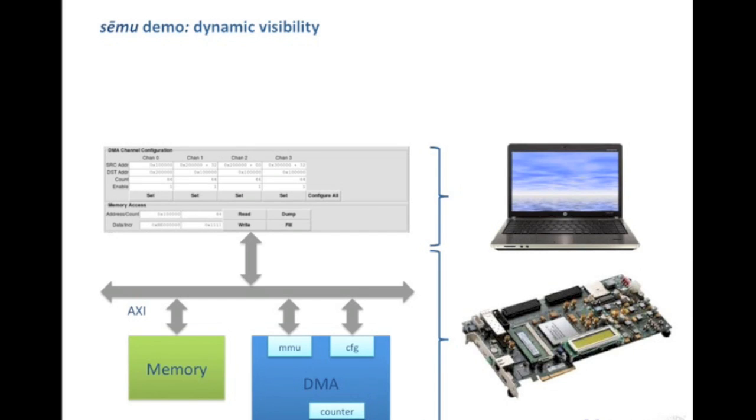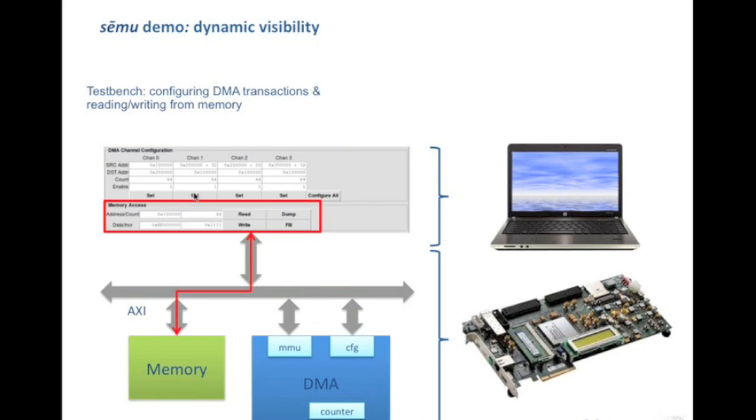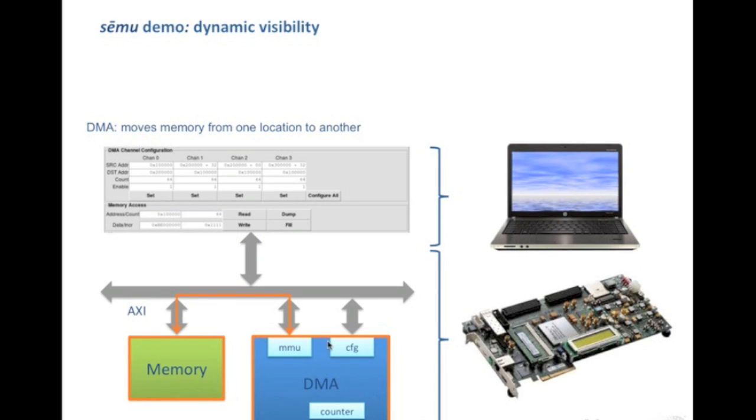In the demo, we're going to see a DMA subsystem running in Semu. It consists of a DMA controller, memory, and interconnect running inside the FPGA, and it's connected to a C-based test bench in the host, which includes a Tcl GUI to control it. The user can use the test bench GUI to configure DMA transactions, to read and write memory, and of course the DMA controller will move memory when commanded.